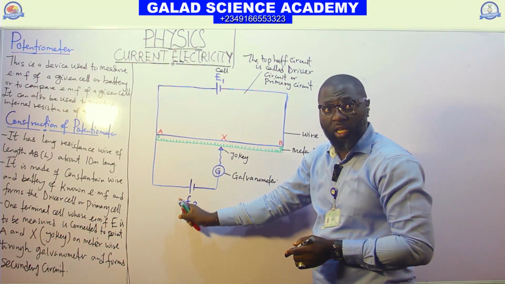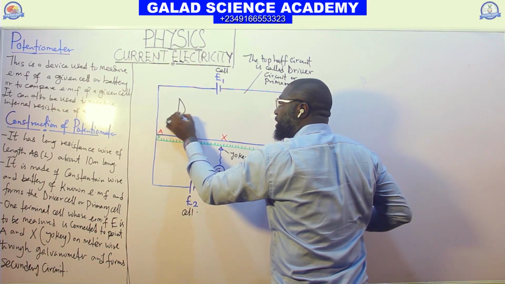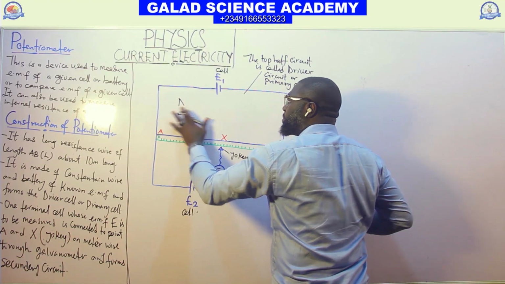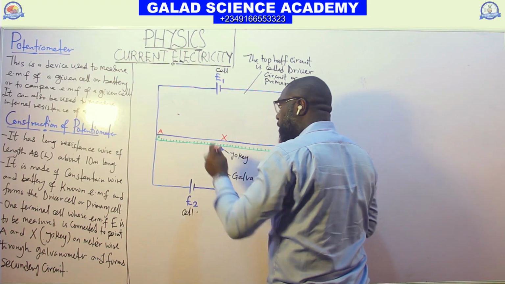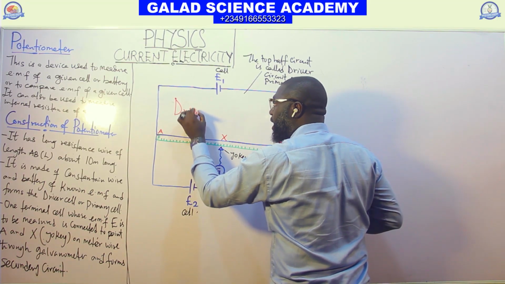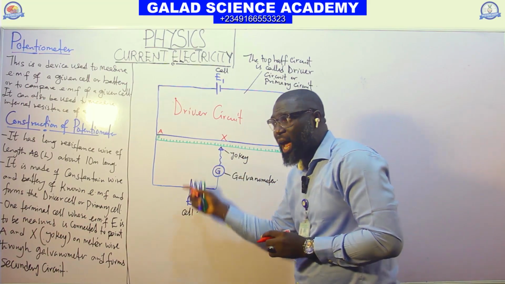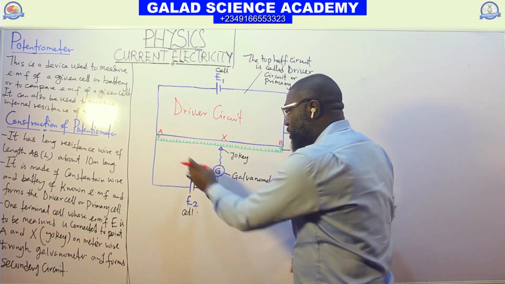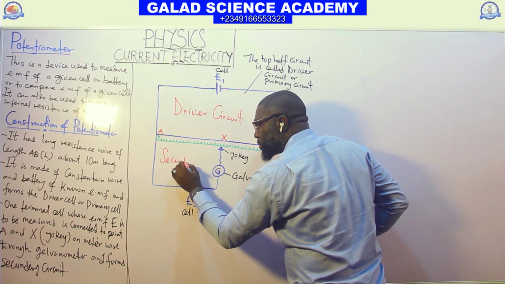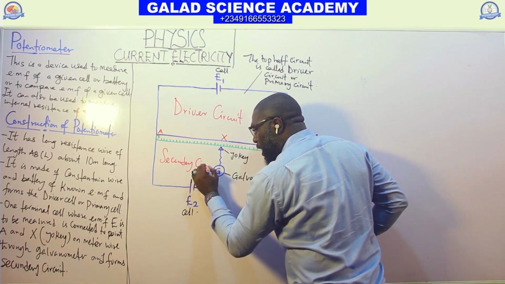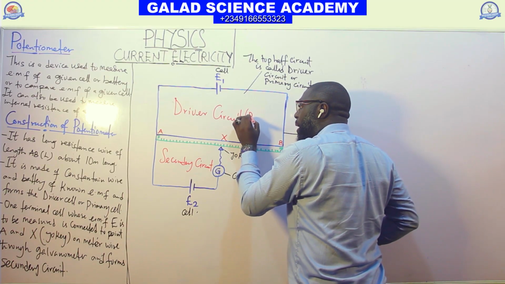For us to measure this unknown, everything on top here, you call it the driver circuit. But the bottom half we have here, everything we have here, we call it the secondary circuit. And the driver circuit, we can also call it the primary circuit.